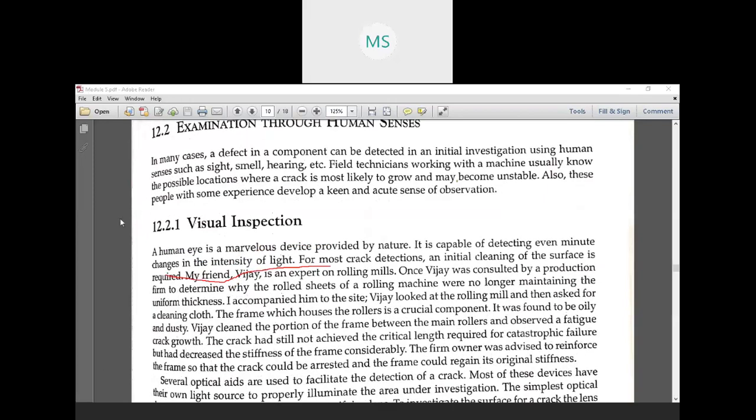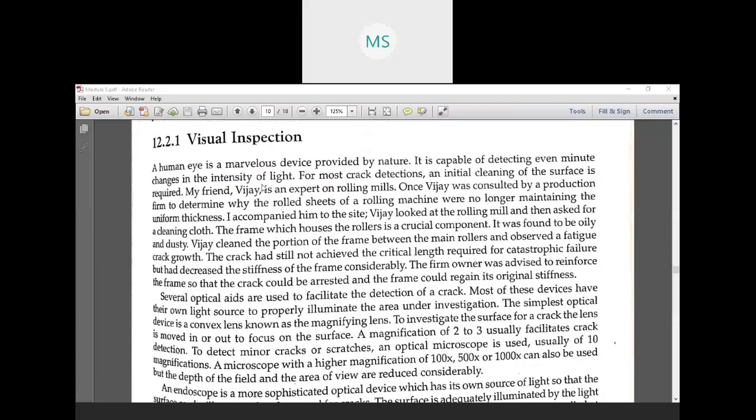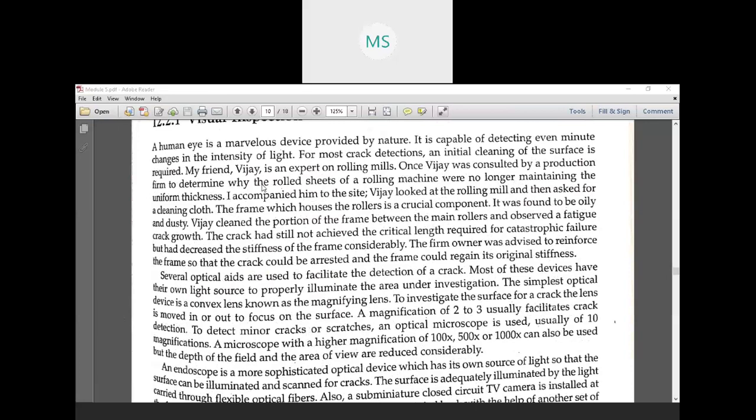Okay, for that, first one is having visual inspection. Okay, so visual inspection, as the name suggests, by just seeing the hair crack or by just observing the specimen, we can tell that there are some cracks or some defects on the surface. Okay, so for that I'm going to read, you just listen.